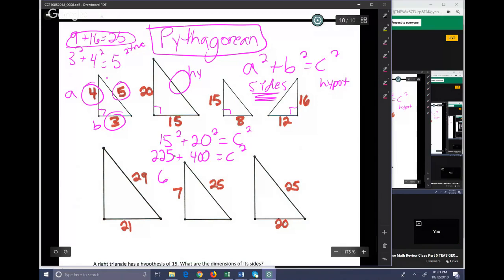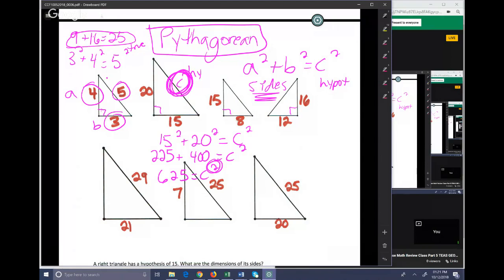So 625 equals c squared. The most challenging part of this is this last step. We don't want c squared. We don't write c squared here. We just write c. So we want to unsquare it, which is also known as square rooting it.